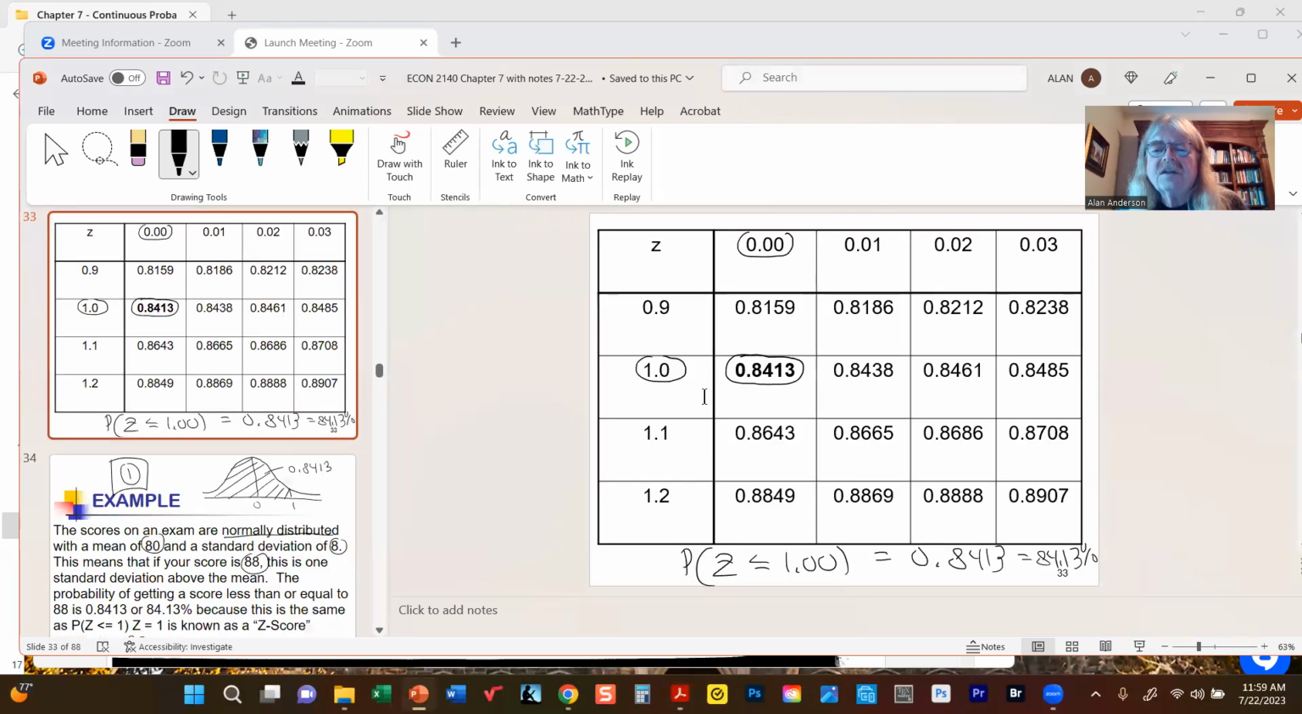And there's more examples here. For example, if you're looking for 1.0, this is just part of the table right there. You're going to look up the 1.0 in the first column. The 00 comes here in the top row, and that probability is 0.8413 or 84.13%.